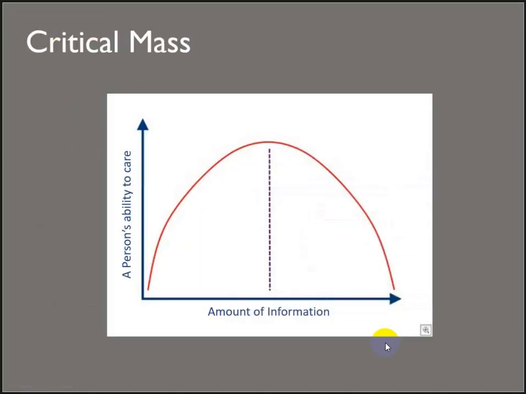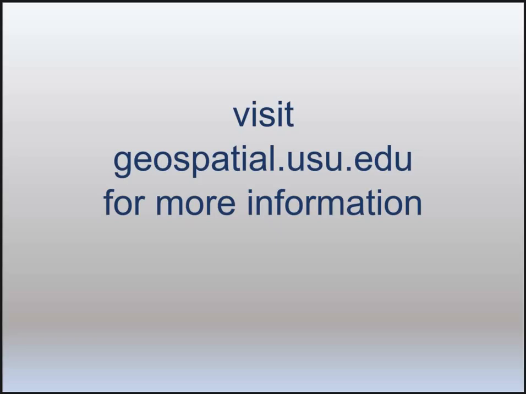All right, here's a plot showing your ability to care increasing as I give you some information, but then we reach this point right here where you kind of stop caring the more information I add. And this is critical mass, and I'm wondering if that's where you are right now. Any questions, let me know.